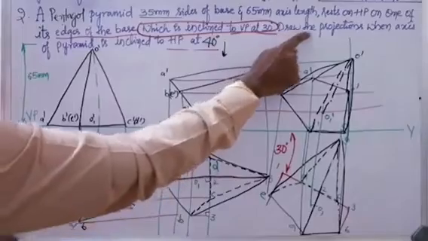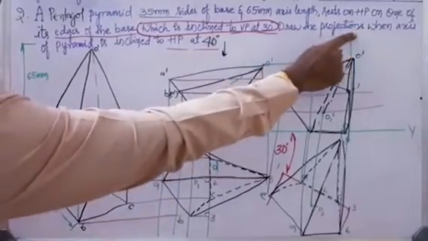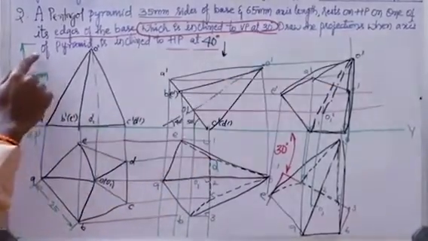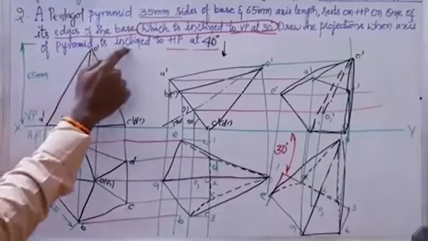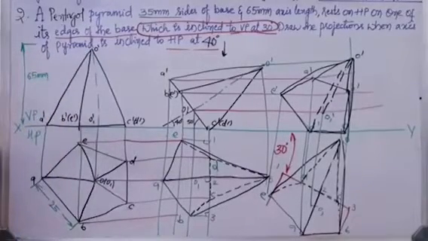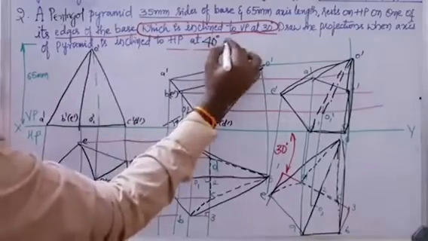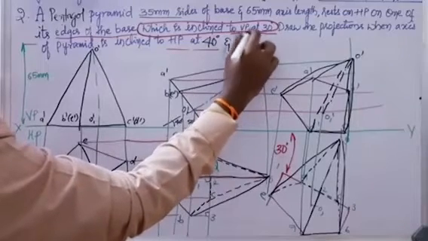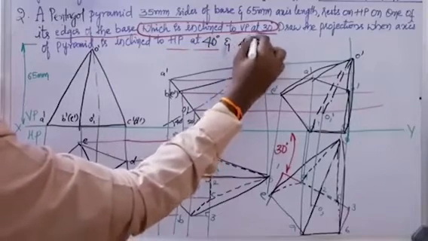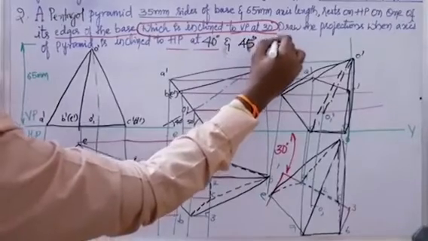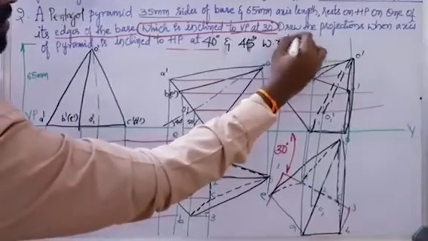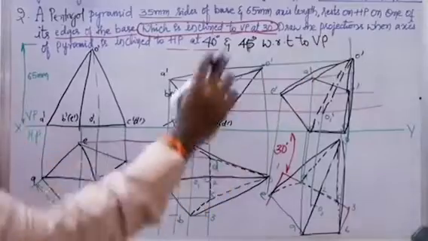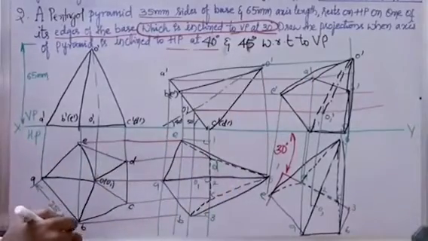continue from here. Draw the projection when the axis of a pyramid is inclined to HP at 45 degree and 40 degree or 45 degree with respect to VP. So this is your type 2.